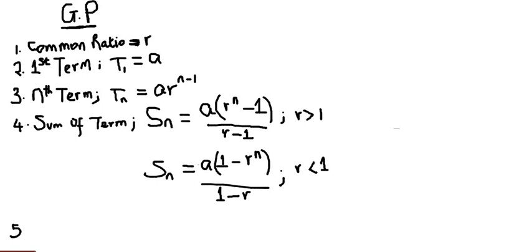So then the fifth expression is a derivation of the case where we have R which is smaller than 1, which we call the sum to infinity. The sum to infinity simply means that the R has become increasingly small. It has become increasingly small so that it is almost 0. So that is what we call the sum to infinity.